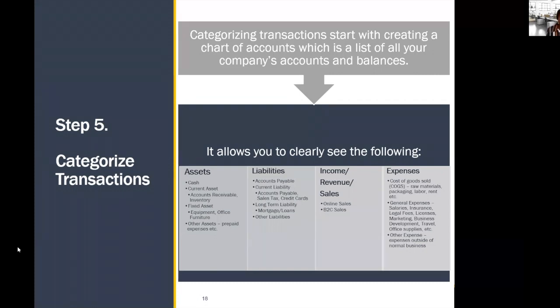it reflects their business. So it allows you to see the following in terms of your assets, your liabilities, income, and I say income, revenue, sales, depends on what you call it, but it's all one and the same, and your expenses. Some sample chart of account items under assets are your cash and your current assets. Current assets are things like accounts receivable and your inventory.